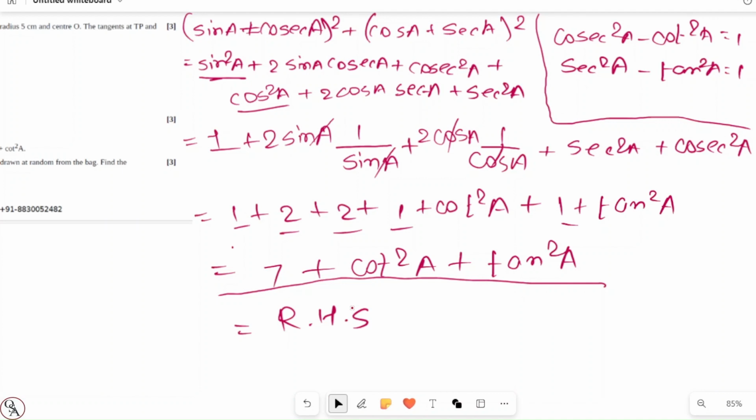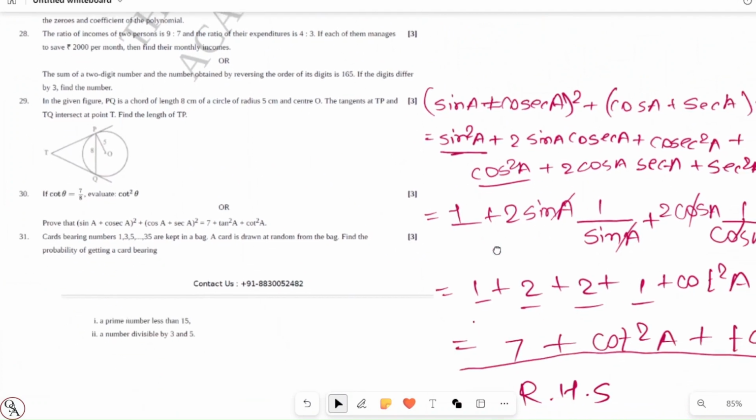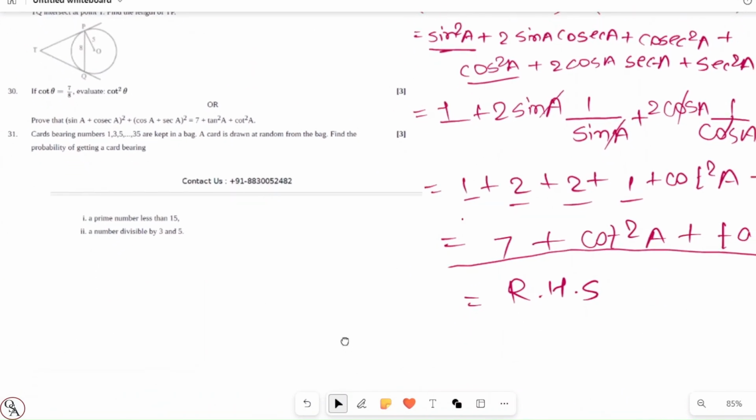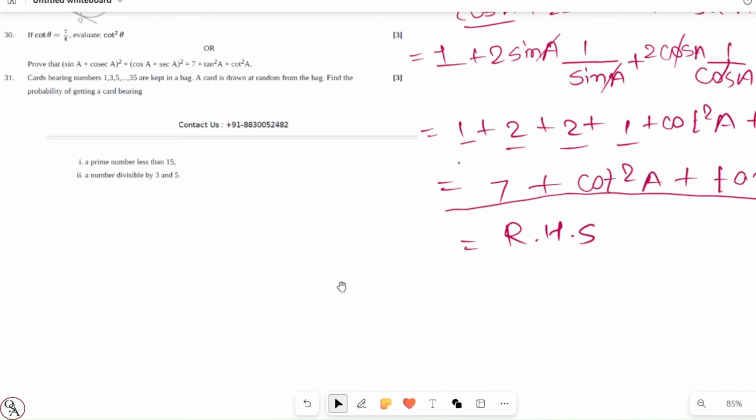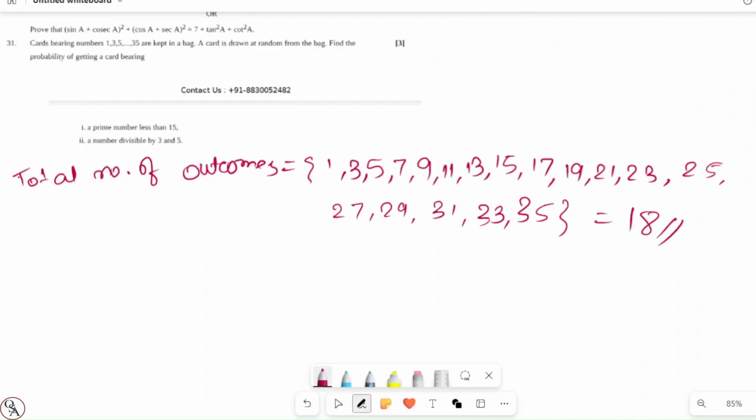I hope you understand this question. So this is how we have to solve question number 30. Now we will solve question number 31, which is the last question of this section. Cards bearing numbers 1, 3, 5, up to 35 are kept in a bag A. A card is drawn at random from the bag. Find the probability of getting a card bearing: first, a prime number which is less than 15.